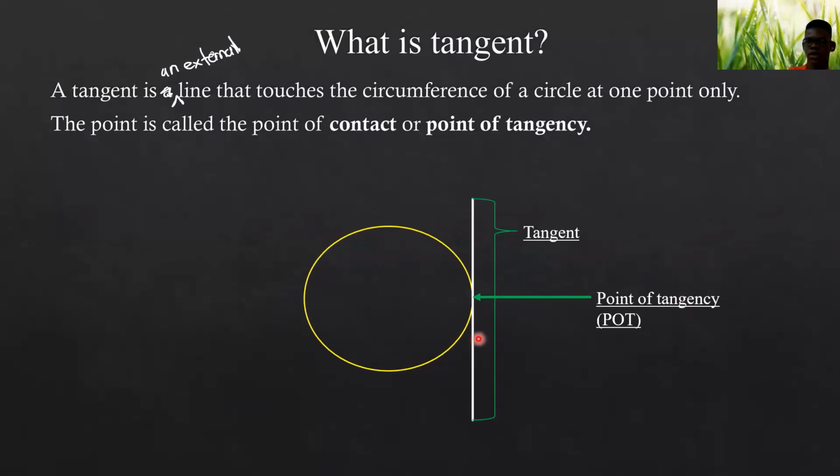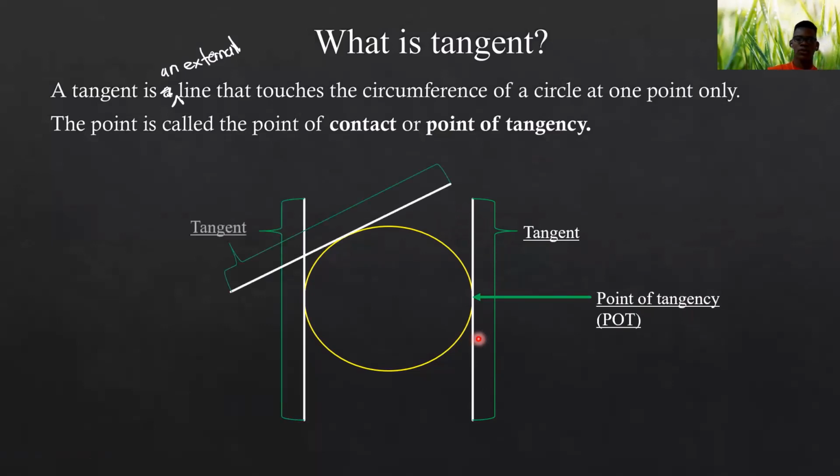So this is a tangent. This is a tangent. These are tangents. These are what we call tangents. They're tangent to the circle. Matter of fact, they're tangent to the radius. Anyway, we'll look at that when we look at the theorems.